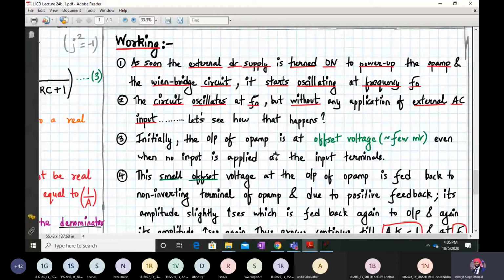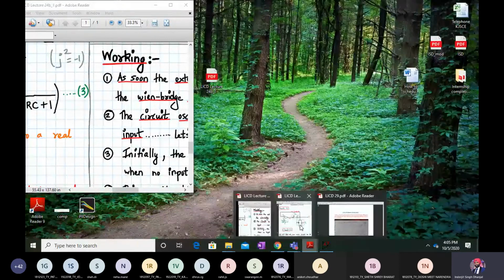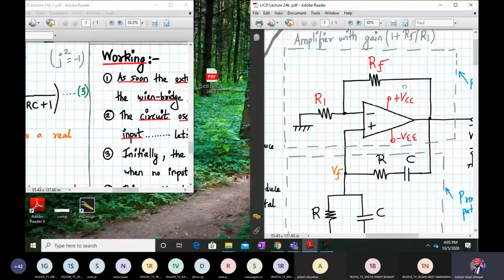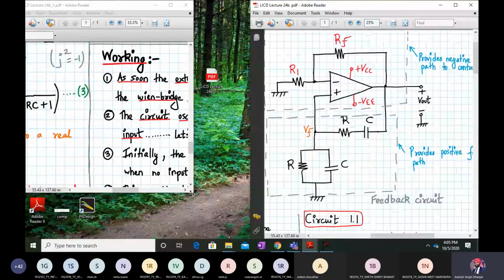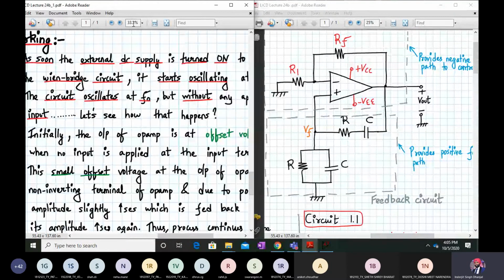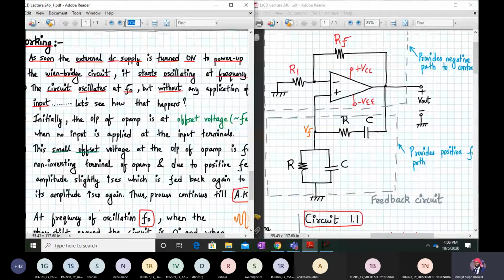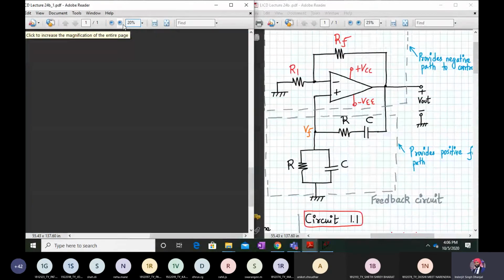Let me just open up the diagram once. I will reduce it to 25%. Let me take one more minute and describe whatever we have written in the working part, and then we'll conclude today's lecture. So I'll just read this out. Actually, we have discussed this point, but still.